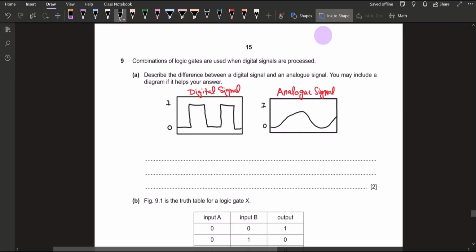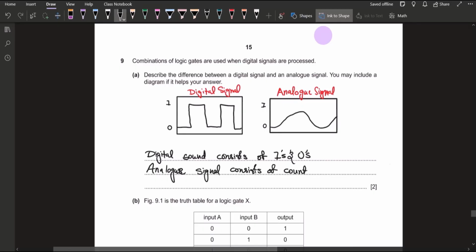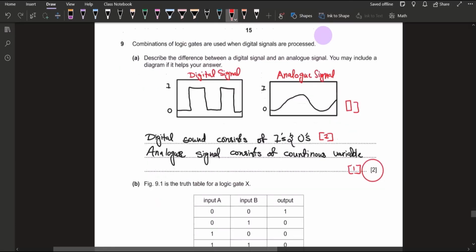So we can write our description down here that a digital signal consists of ones and zeros. An analog signal consists of a continuous variable. And we'll get 2 marks for this. Maybe 1 mark for the diagram and 1 mark for the statement. Or if you only write the statements, then you'll get 1 mark for this as well. So it's going to be our 2 marks.